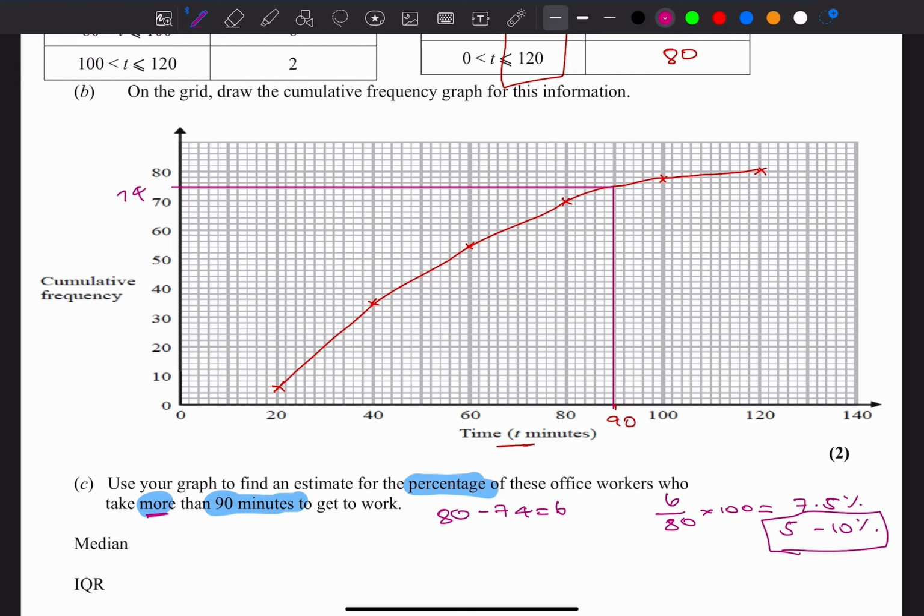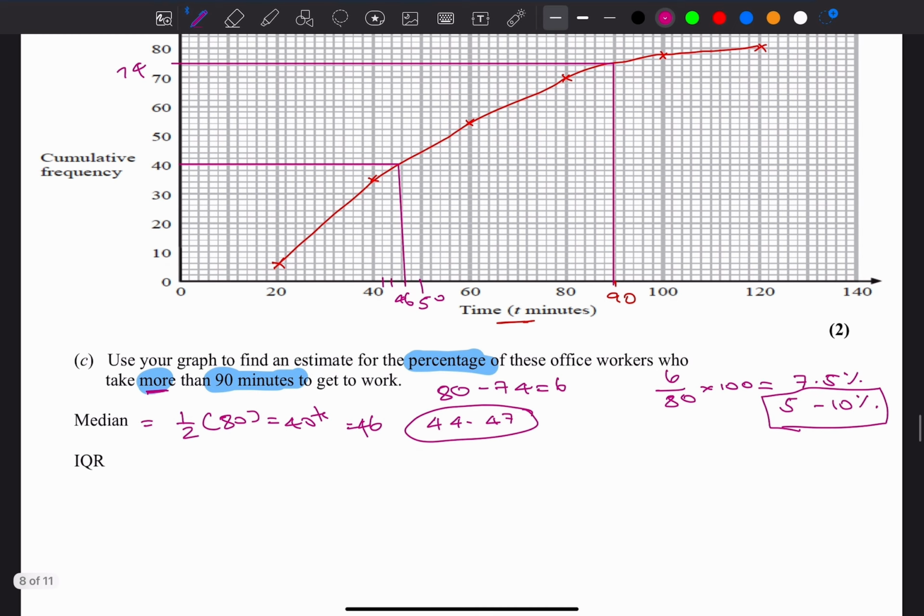Okay. Median formula, half n. N is 80, which is 40th value. So where is the 40th value? This is 50, 44, 46, 42, 44, 46. So roughly any answer between 44 to 47 is okay, I think. Roughly anything between that is alright.